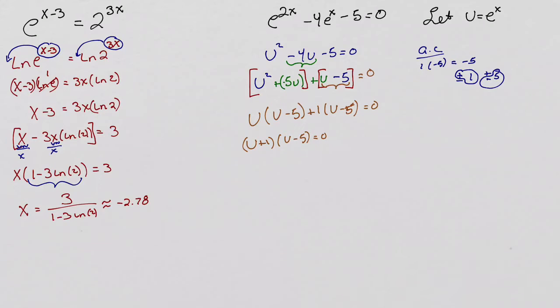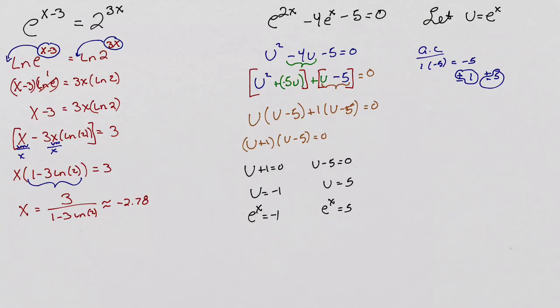Now from here, we go back to algebra 1. Well, really algebra 1 or algebra 2. We're going to set both factors equal to 0. So we're going to have u plus 1 equals 0, and u minus 5 equals 0. Solve for u, we get u equals negative 1, and of course u equals 5. Now we're going to back substitute. My u equals e to the power of x. Therefore I have e to the power of x equals negative 1, and e to the power of x equals 5.